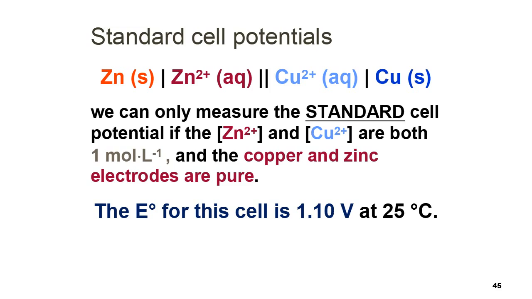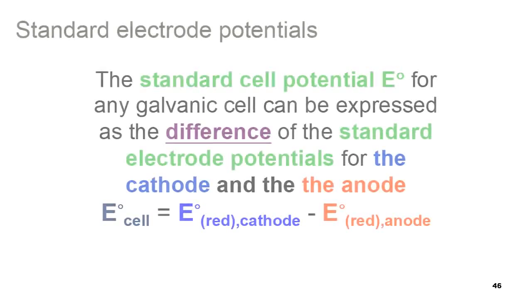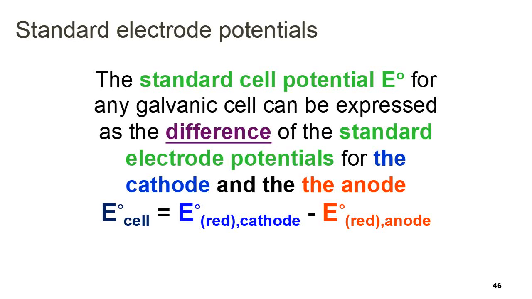For zinc atoms to react with copper-2 ions, we can only measure the standard cell potential if the zinc ions and copper ions are both 1 mole per liter, and the copper and zinc electrodes are pure. In such a case, the standard cell potential for this cell will be 1.10 volts at 25 degrees Celsius. In short, the standard cell potential for any galvanic cell can be expressed as the difference of the standard electrode potentials for the cathode and the anode.